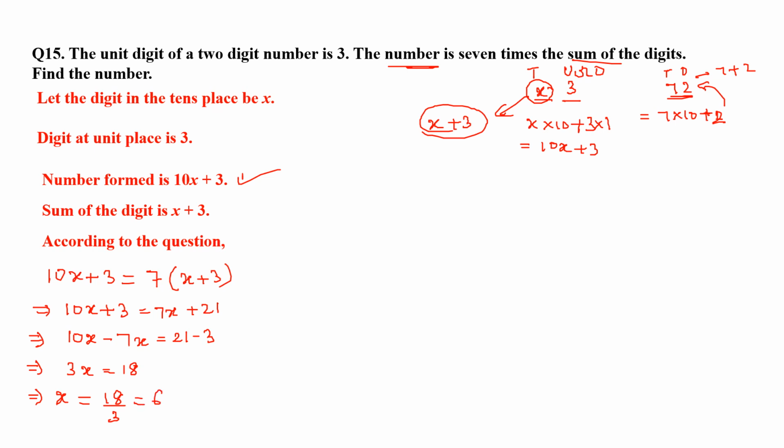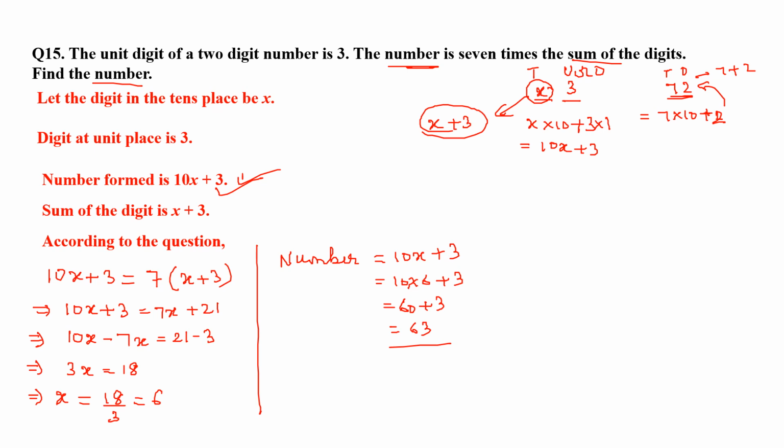But what does the question say? You have to find the number. This you have to find. So the number is 10x plus 3. Okay. So it will be 10 into 6 plus 3. 10 into 6 is 60 plus 3, which is 63. So the number is 63.